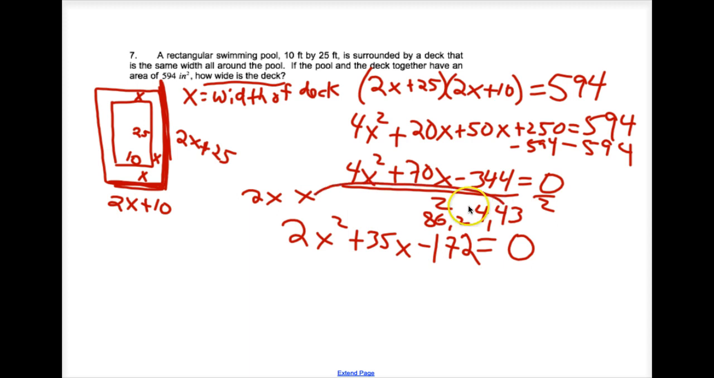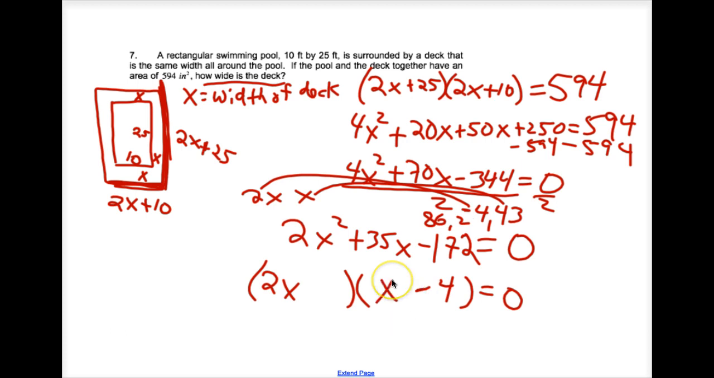43 and 8. And if you subtract them, you get 35. So we found our magic factors. (2x plus 43)(x minus 4) equals 0. No, I think it's minus 4 and 43 would be positive. And then x goes with your plus 43. Solving both of those, x could be negative 43 halves, or x could be 4.